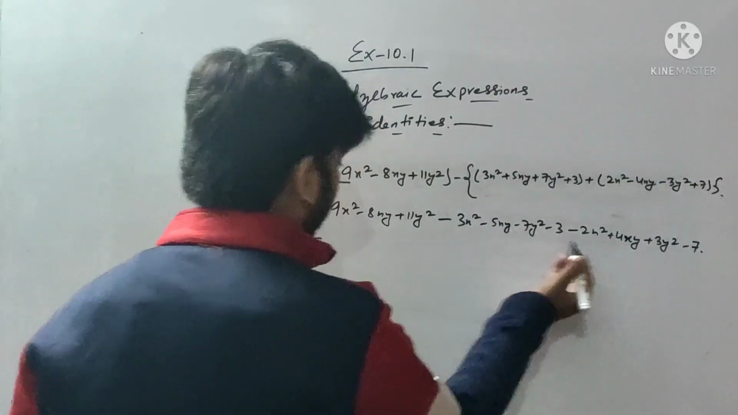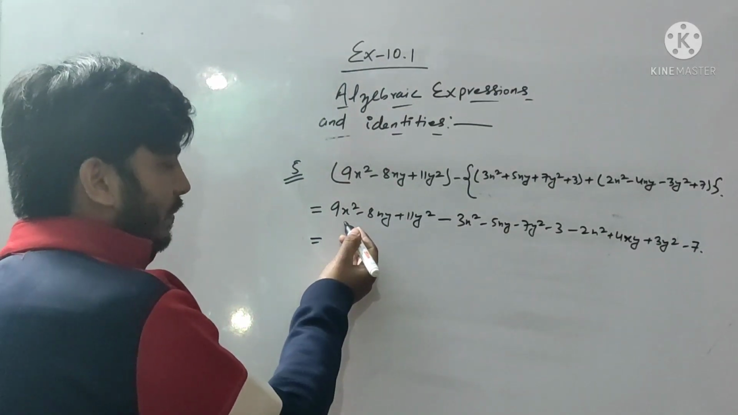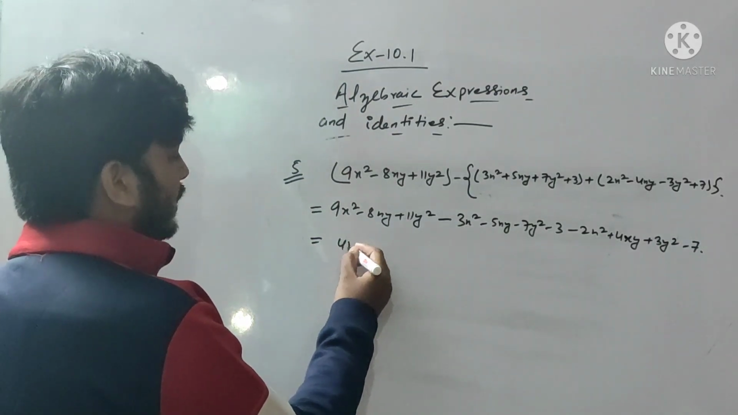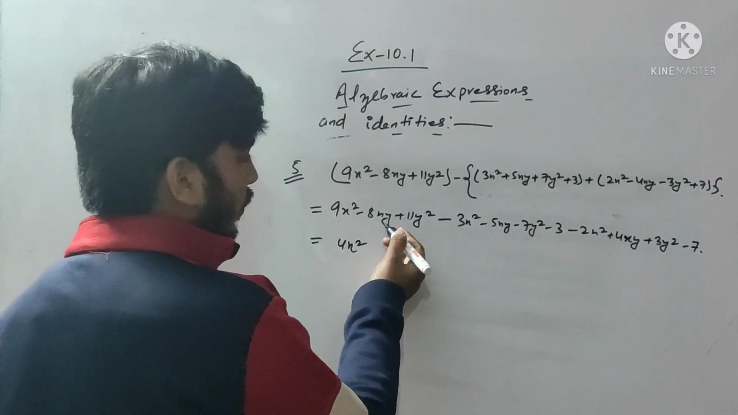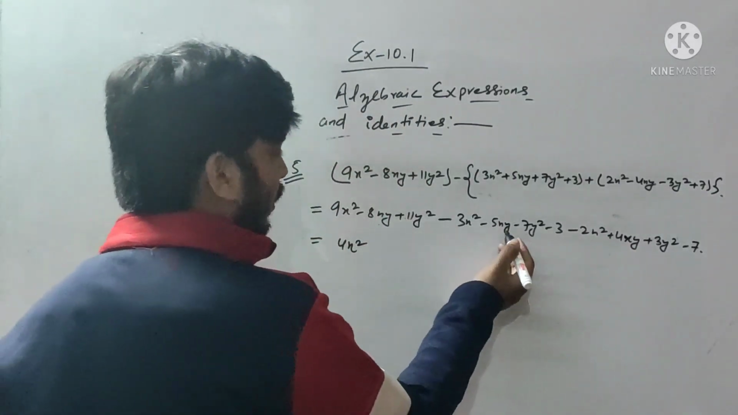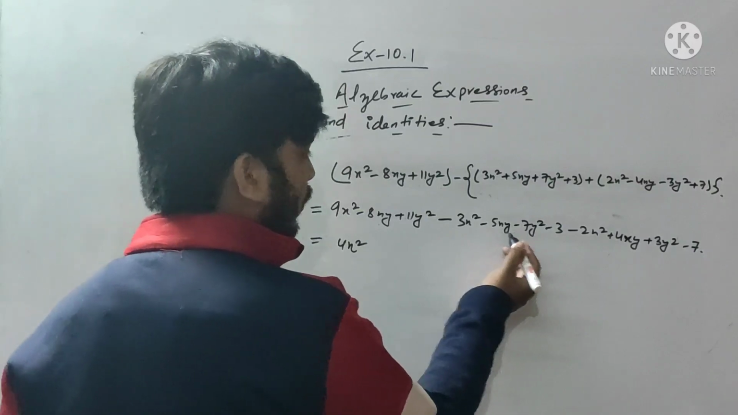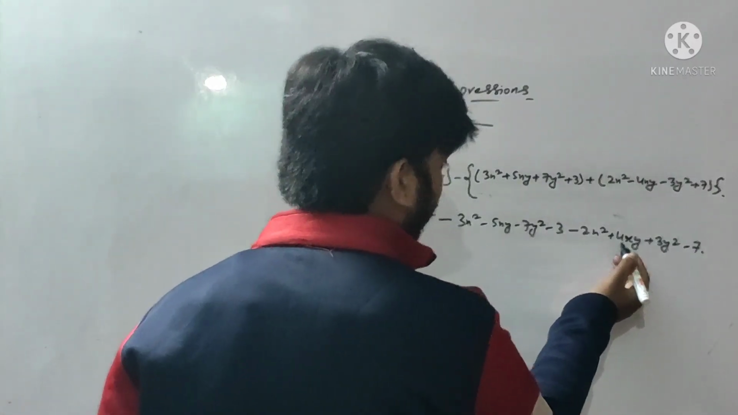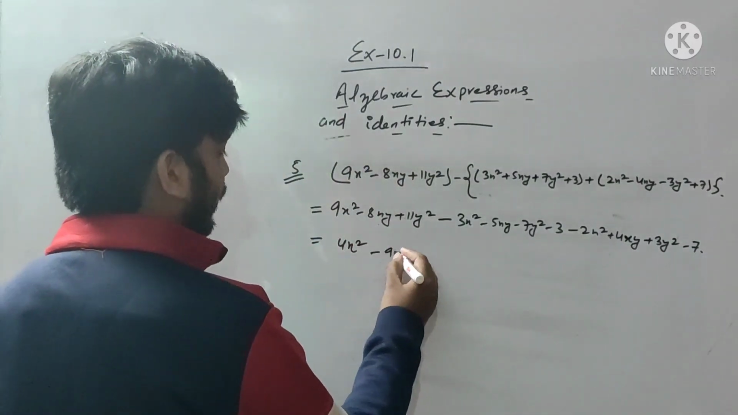So it will be 5, and if we subtract 5 from 9, it will be 4x square. Now this is xy, xy, here is xy. So we need to add this one first. So that will be 13xy, and if you subtract 4 from 13, it will be minus 9xy.